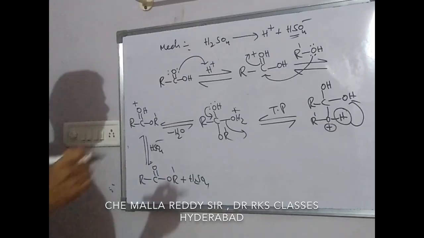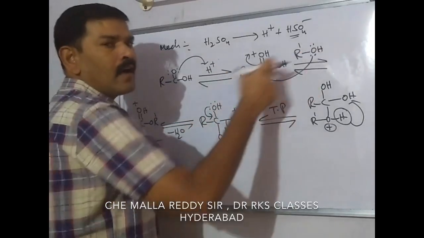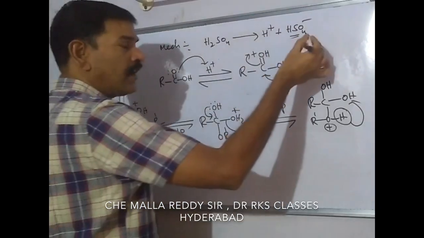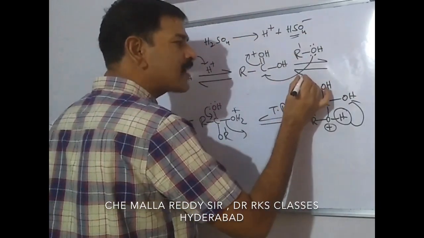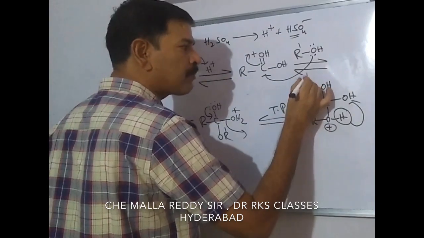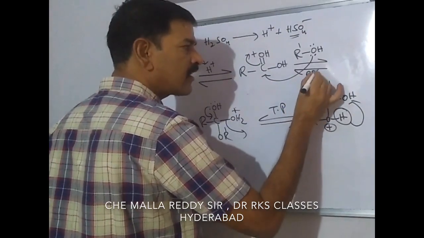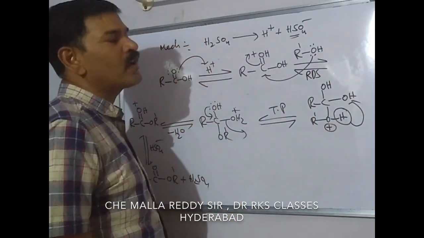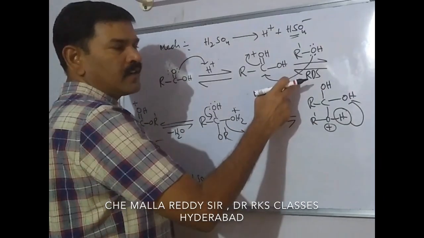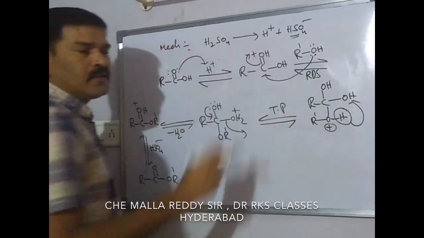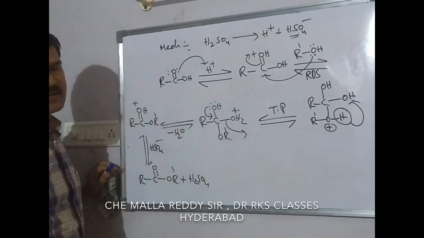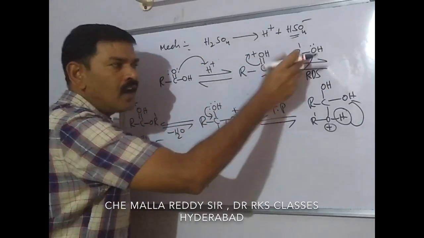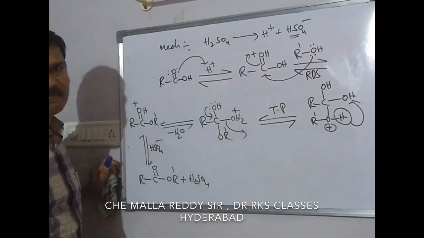In this, just observe, addition of alcohol takes place. This step is the slow step or rate determining step, RDS. The rate determining step or slowest step. This is an important step. From here, elimination of water takes place. Here, addition of alcohols. Here, elimination of water.